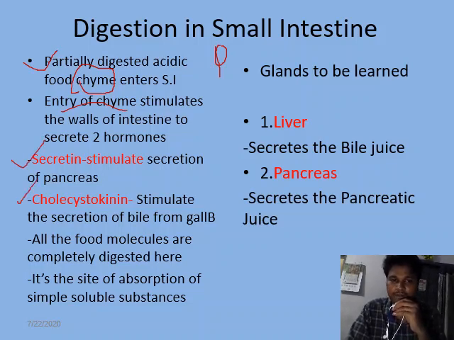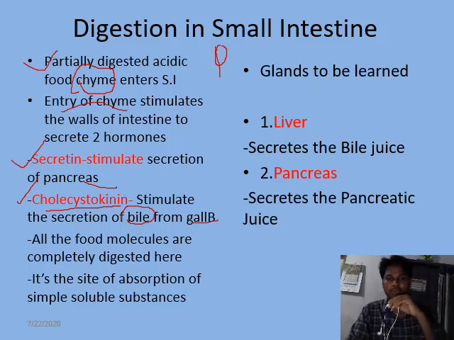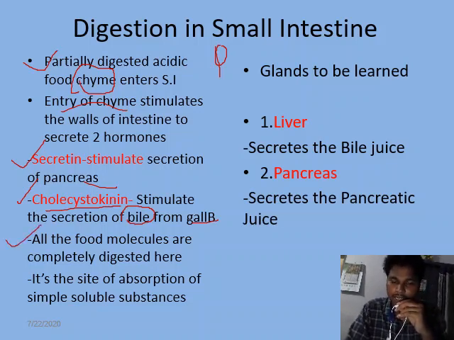Secretin hormone stimulates the pancreas to secrete pancreatic juice, and cholecystokinin stimulates the gallbladder to release the bile juice. Bile juice is produced by the liver and stored in the gallbladder. All the food molecules are completely digested here, and it is the site of absorption. Okay, so we will learn about the liver and pancreas in the next slide.